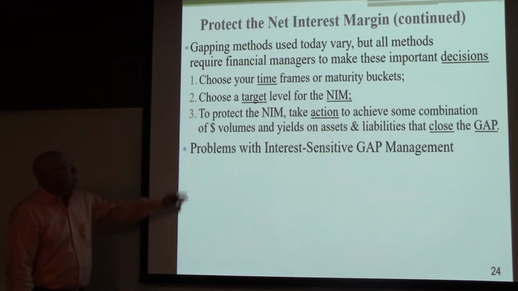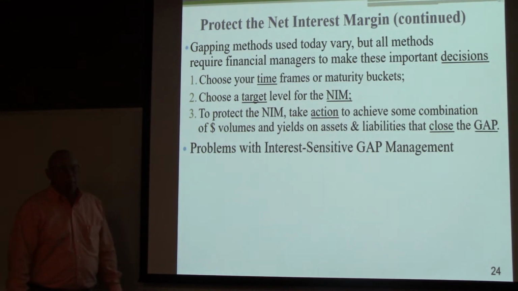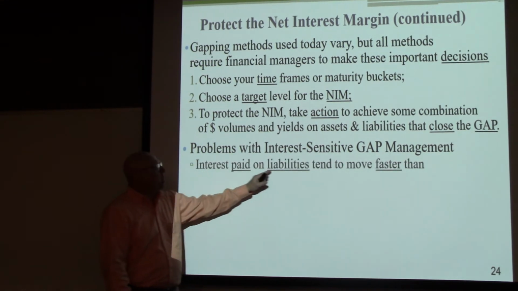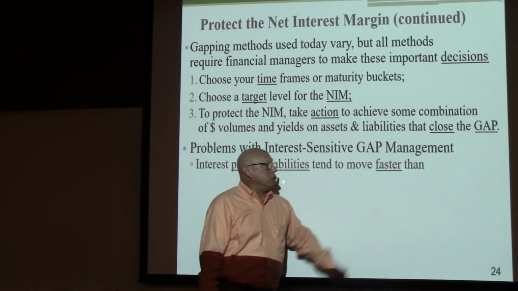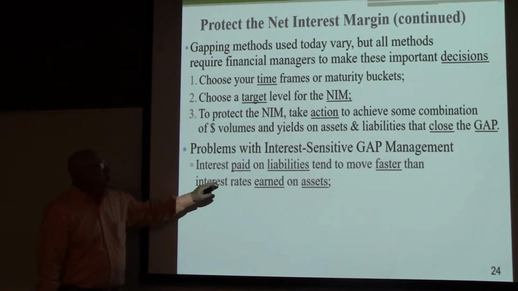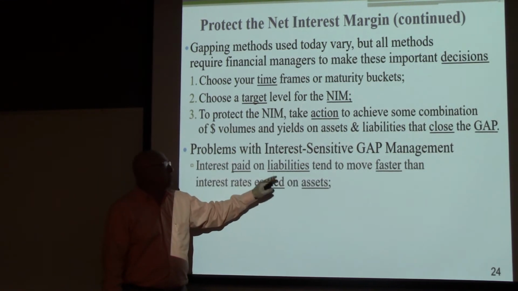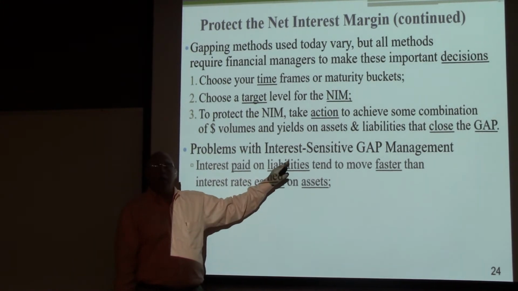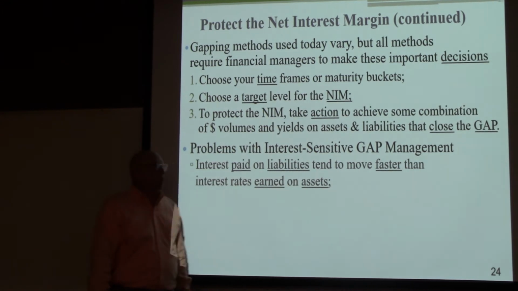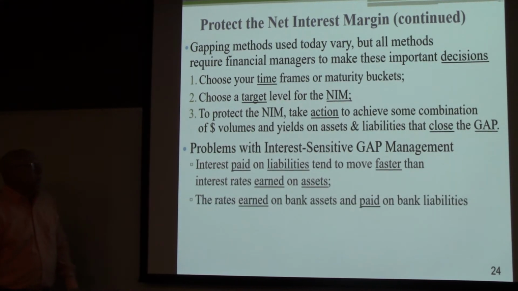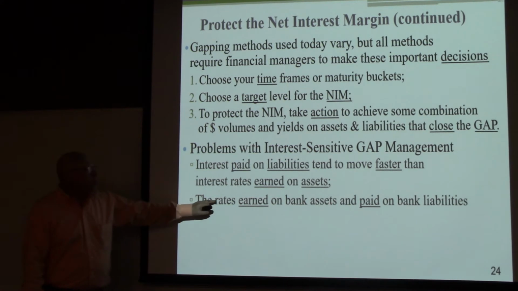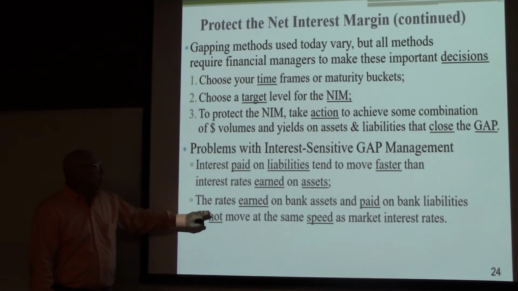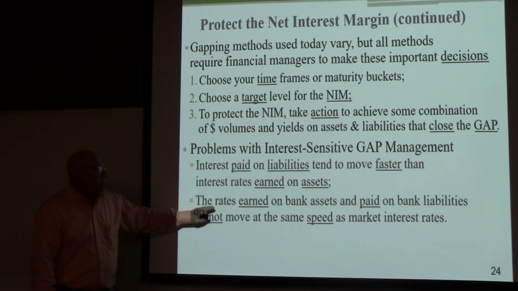All right. There are problems with interest-sensitive gap management. It is not always straightforward. Often the interest paid on liabilities tends to move faster than the interest rates earned on assets. This is because liabilities are short-term, assets are long-term. So short-term securities tend to move, the rates tend to change faster than long-term. The rates earned on bank assets and the rates paid on bank liabilities do not move at the same speed as market rates. That's another problem.